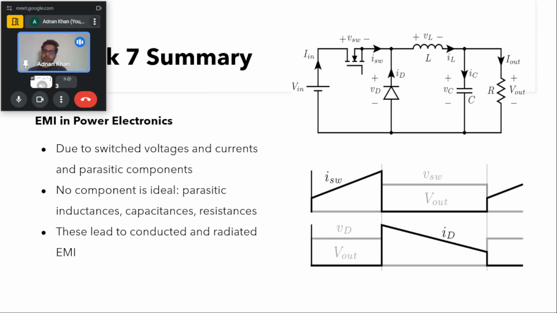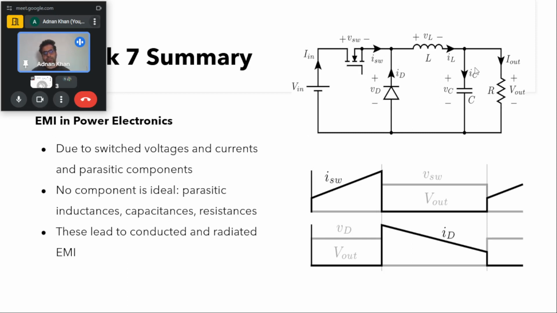And not only that, this converter will have some chassis, or will be enclosed in some enclosure, and that will be grounded, and between these components and that chassis there will be some capacitance as well. And not only that, if we have this MOSFET, it will also have some parasitic capacitance and inductance.